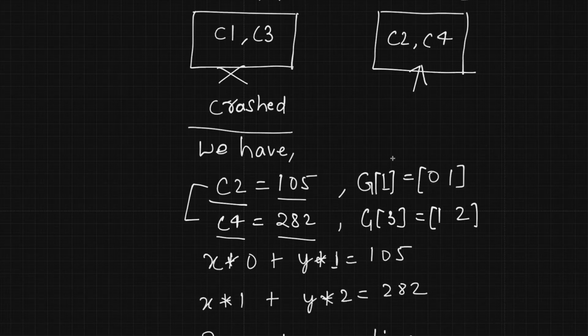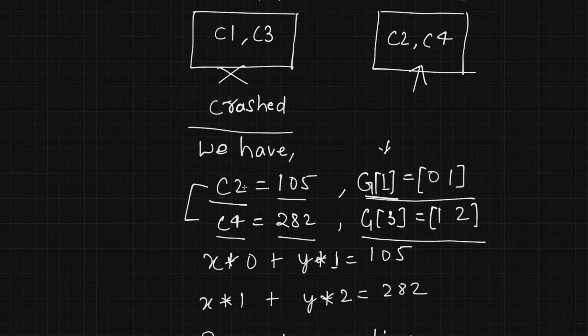But one observation is that I already have the knowledge of my generator matrix, because the generator matrix is a static matrix; it doesn't change with the data. So when we get C2, we know exactly which generator matrix row has been multiplied. Here G2 has been multiplied, which is 0 1, and G4 has been multiplied, which is 1 2.